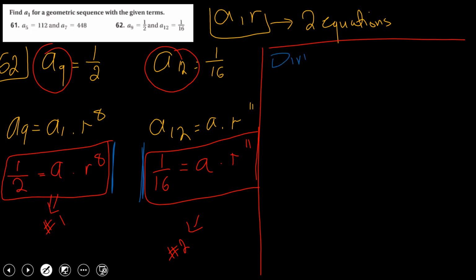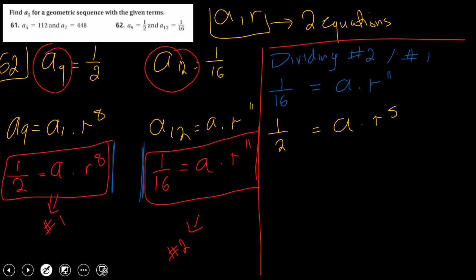Let's now divide equation 2 by equation 1. 1 over 16 equals a times r to the power 11, and 1 over 2 equals a times r to the power 8. Let's now divide them; the a's cancel each other. Now here it comes like 1 over 16 divided by half. You can see it's multiplying by its reciprocal, so it is 1 over 8.